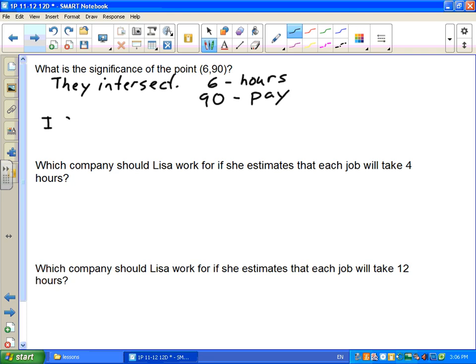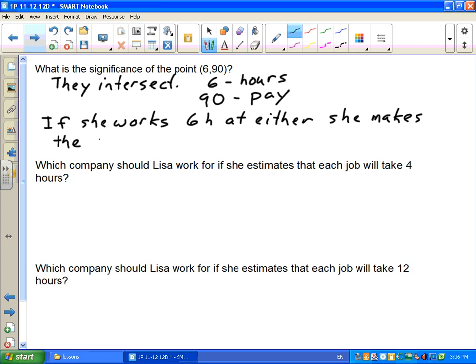So if she works 6 hours at either job, she makes the same amount. How much does she make? She would make $90. Okay? So if the jobs are going to take 6 hours, it doesn't matter which one she chooses because they both pay her the exact same amount of money.